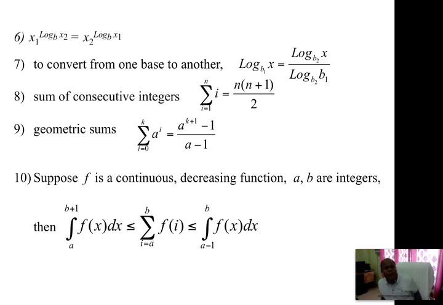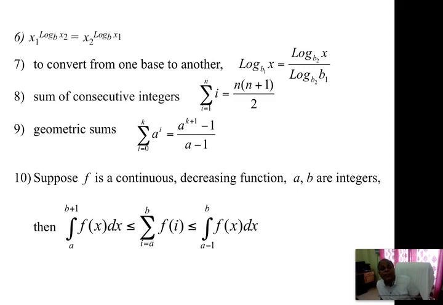Next one is x1 to the power log x2 base b is equal to x2 to the power log x1 base b. That you remember. You can prove this also. It is mathematical, but you remember this, as it will be used in future classes.